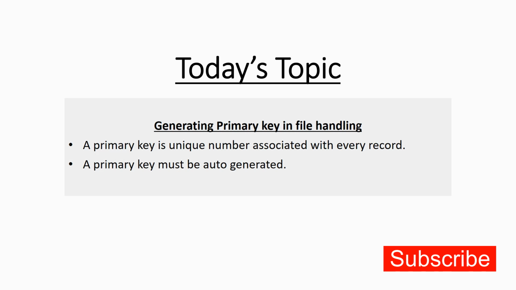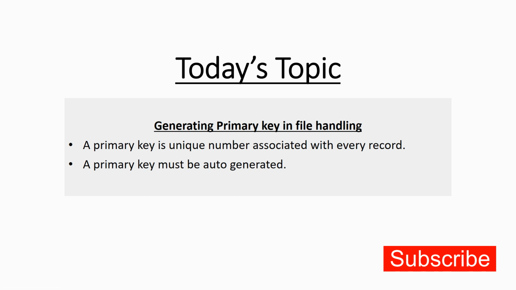So today we are going to understand how to generate a primary key in file handling. In my previous tutorial we spoke about it: it's a unique number associated with every record. So every record should have a unique number so that we can identify that record, isn't it? And a primary key must be auto generated. Most of the cases it is auto generated.